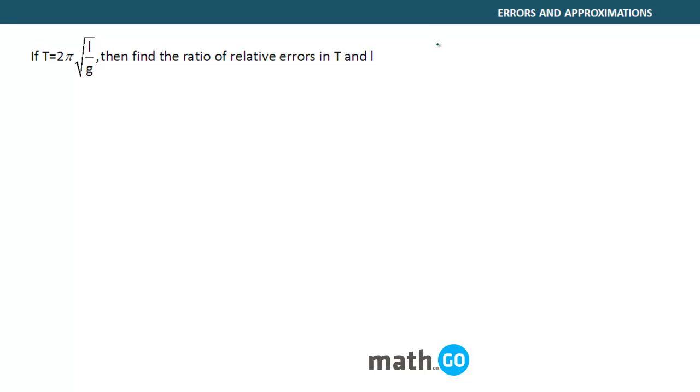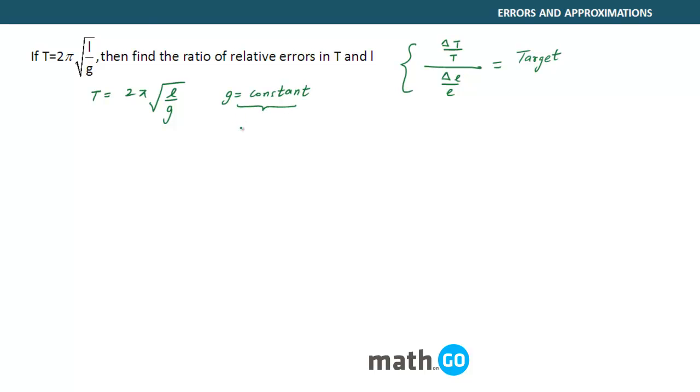So relative error in T would be delta T by T, and you want to divide this by delta L by L. So this is your target, right? This is the target that we need to find in the question. So first of all, the target should be clear, what you need to find, what you need to extract. Now, going by this, we are given a relation in terms of T and L, right? And believe me, here g is constant, so don't worry about whether g is a variable. Here g we will take as a constant, right? That is the gravity force.